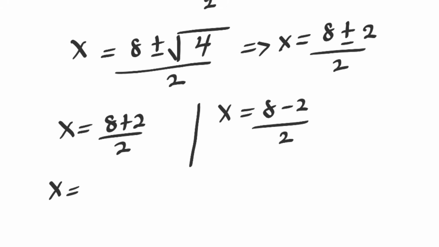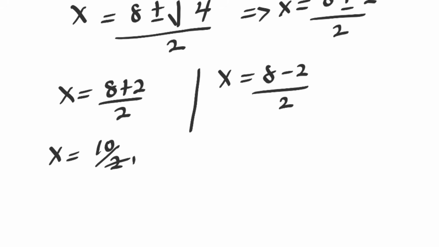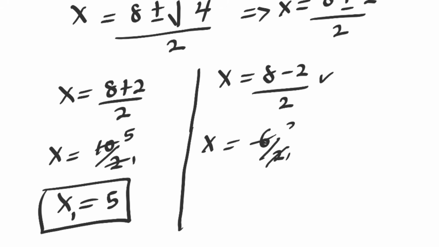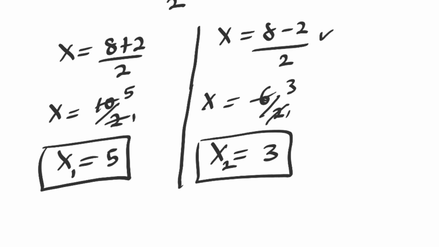x is equal to 8 plus 2. This is 10 divided by 2. 2 here 1, 2 here 5. x is equal to 5. This is x1. And from here, x is equal to 8 minus 2. This is 6 divided by 2. 2 here 1, 2 here 3. x is equal to 3. Let us call this x2.